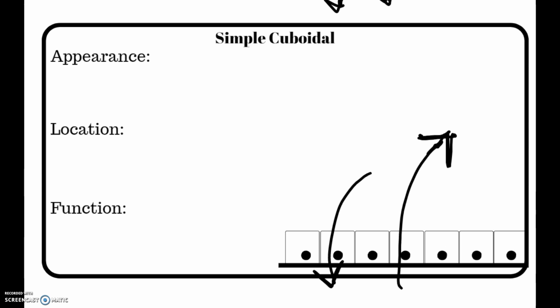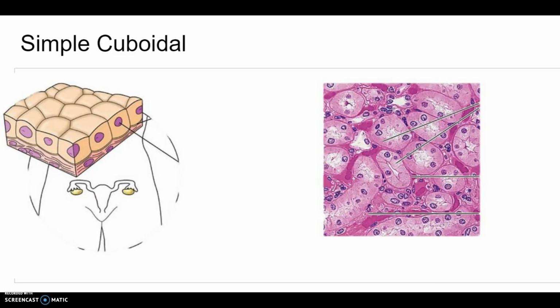So let's take a quick peek underneath the microscope at what that simple cuboidal type of cell appears like. Here on the left-hand side, it's more of a cartoon version, but again, here's our basement membrane along the bottom. You can see simple cube-shaped cells. They're definitely not as flat as the squamous. The nuclei tend to sit dead center if you're looking for them underneath the microscope.